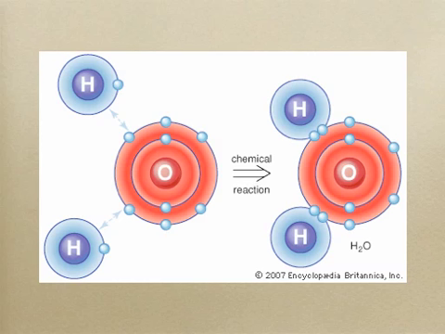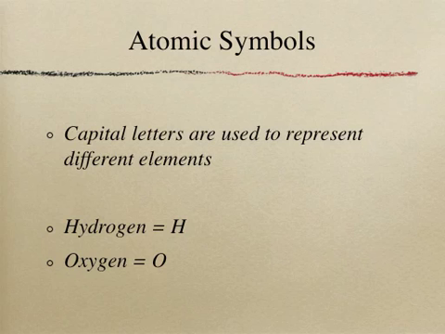This is a good example of how atoms are joined together through chemical reactions to form compounds, or molecules. So on the left side of this slide, we can see that there are 2 atoms of hydrogen and 1 atom of oxygen. When a chemical reaction occurs, those hydrogen atoms can become chemically bonded to the oxygen to produce a molecule of water, or H2O.